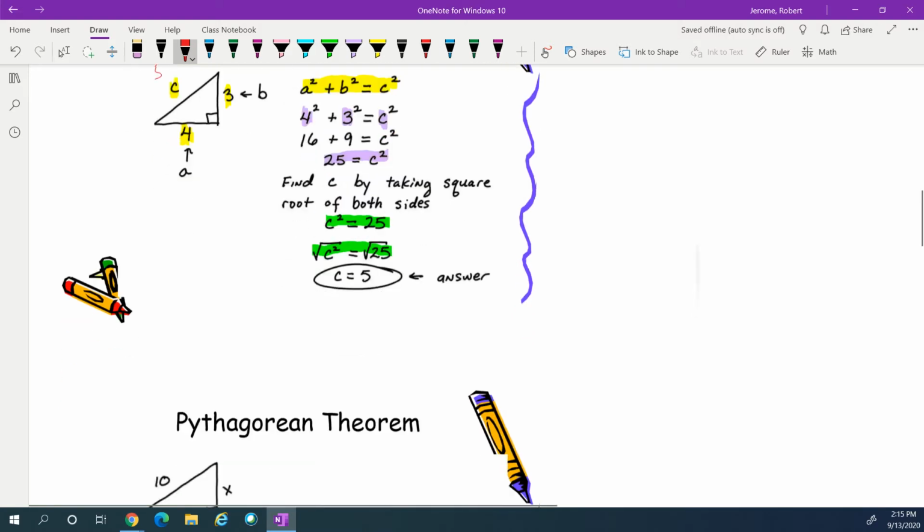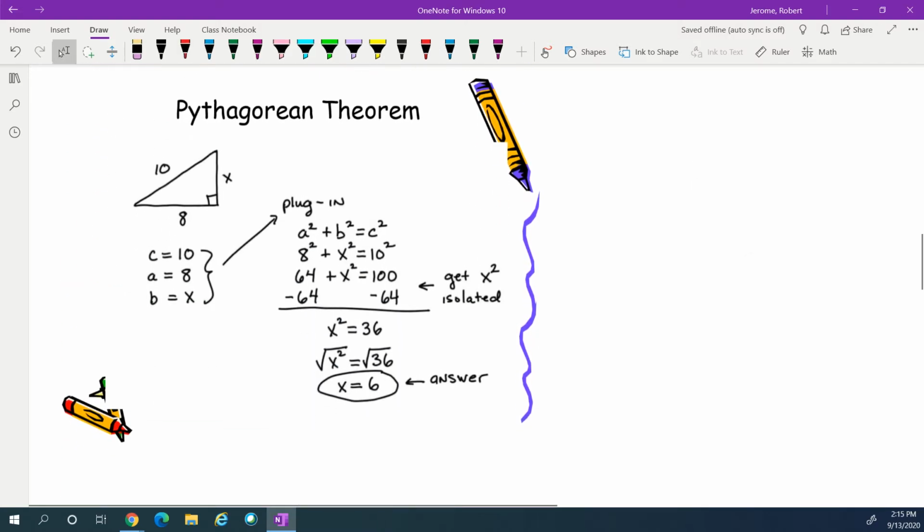Let's look at another example. In this example, we know the hypotenuse. As we can see coming out of that right angle, the hypotenuse is 10. And we know one of those legs. So we know the hypotenuse, one leg, and we're looking for the other. Again, a squared plus b squared equals c squared. This time we know c, so we are carefully going to plug it in where it belongs. The hypotenuse is the one we have to get correct.